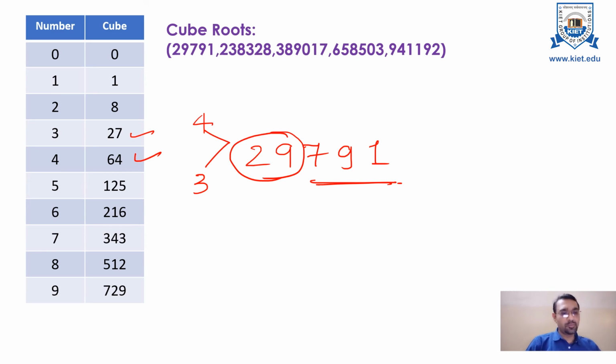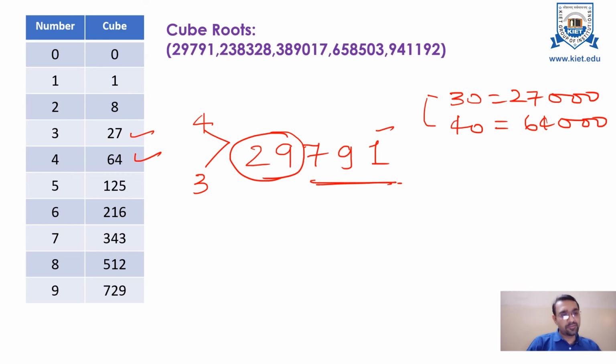The cube of 30 is 27,000 and the cube of 40 is 64,000. If you observe these numbers, definitely this number lies between the cubes of 30 and 40. So the cube root of this number must lie between 30 and 40.